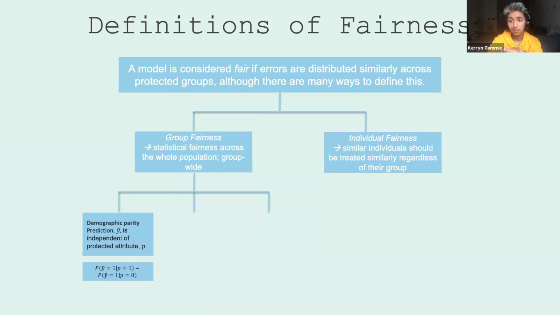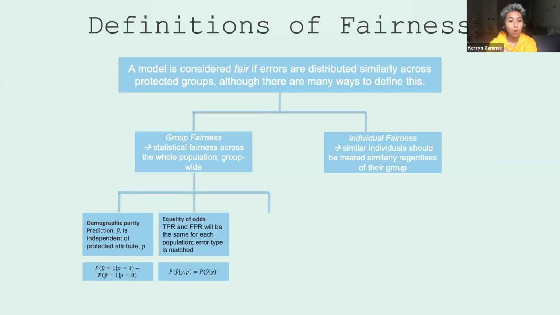So under group fairness, and this is the thing that I want to focus on, is this idea of demographic parity. And it just says, you have this prediction, y hat, and that thing is independent of the protected attribute. So I'm going to call that P. Then you've got equality of odds, which really just says that your true positive and false positive rates are the same for each population, right? So the error type is going to be matched across them.